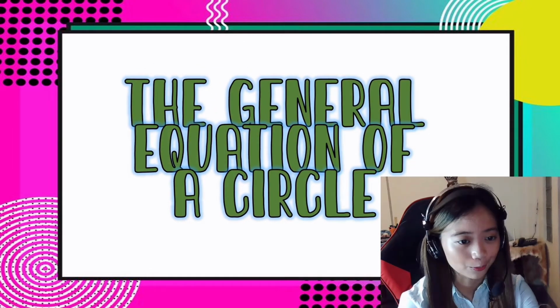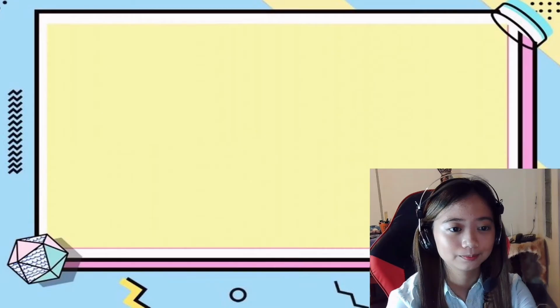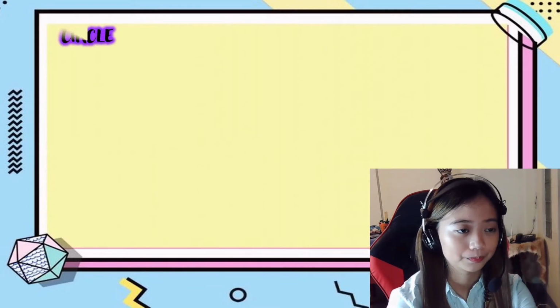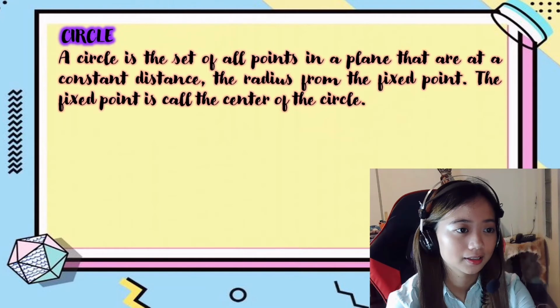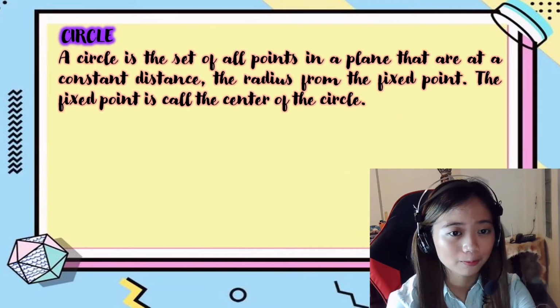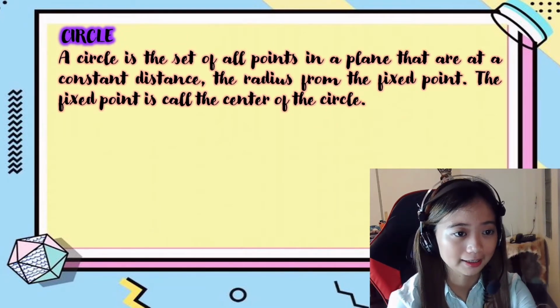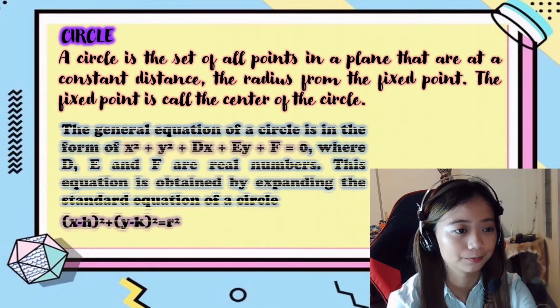The general equation of a circle. What is a circle? A circle is the set of all points in a plane that are at a constant distance, the radius, from a fixed point. The fixed point is called the center of the circle.